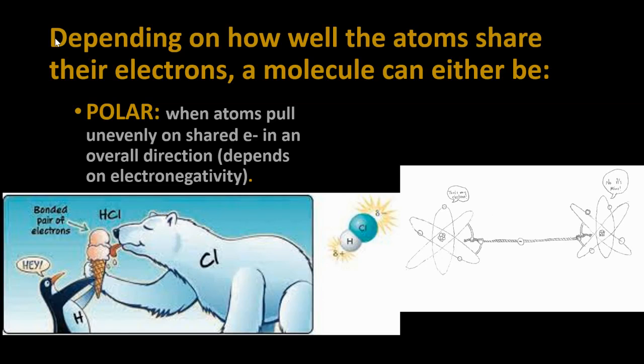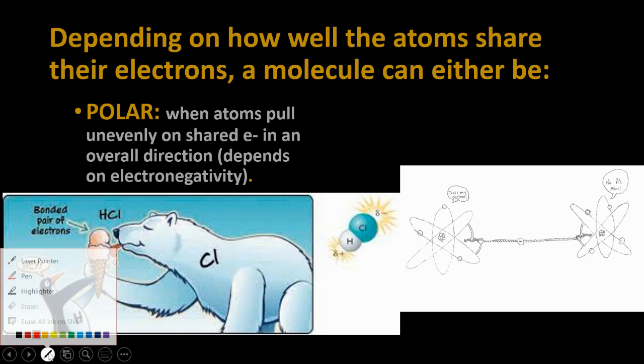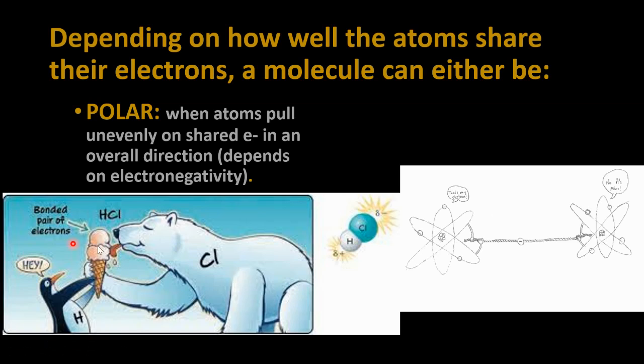So, if we're talking about polarity, we talked about how a polar bond is when two atoms don't share electrons equally, and the electrons spend more time in the custody of one atom than the other. What you see here is an image of that, where a polar bear and a penguin are sharing these electrons of an ice cream cone, the two scoops, and the polar bear, the chlorine, is going to get a lot more of this than the hydrogen, the penguin.